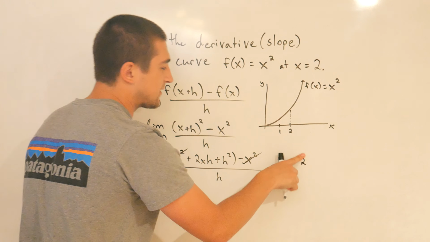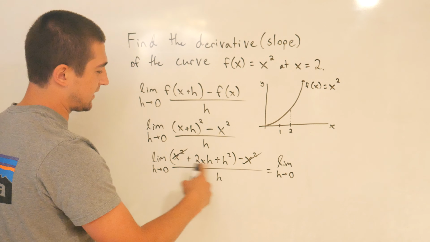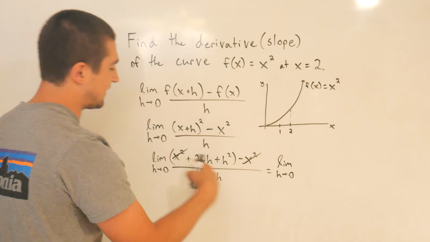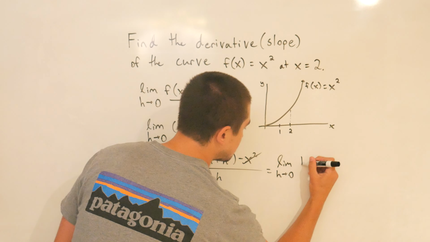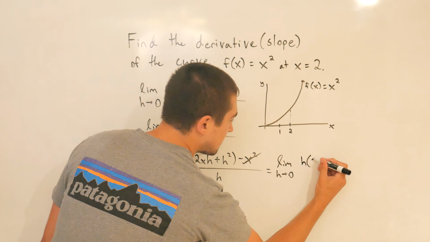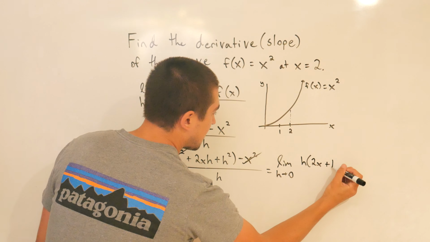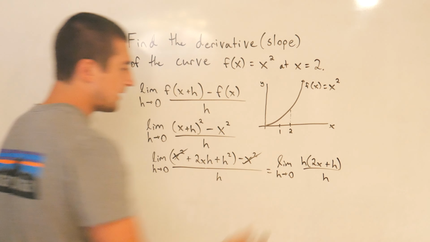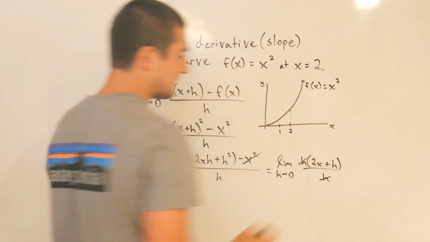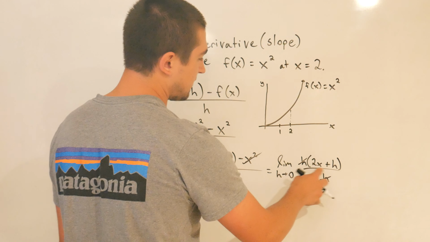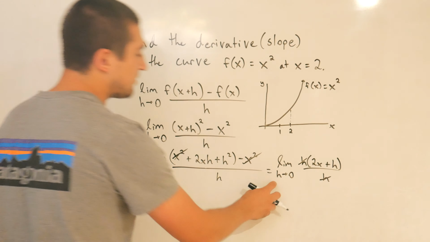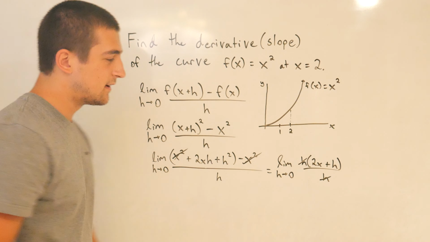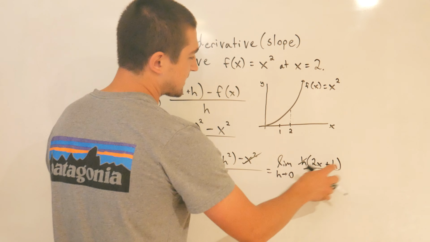I'm going to go ahead and factor out an h from these two terms right here. So I'm going to take an h out of there and take an h out of there. So I'm going to have h times 2x plus h over h. And these h's are going to cancel. That's just 1. 1 times 2x plus h. And then we can go ahead and plug in h equals 0 to that limit. So we have 2x plus h.